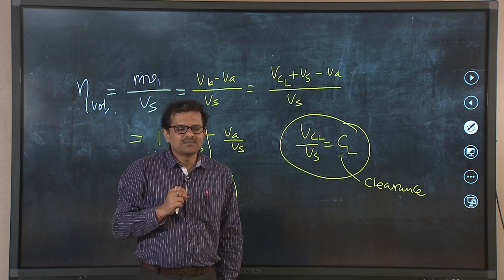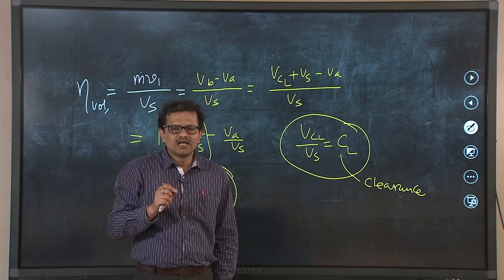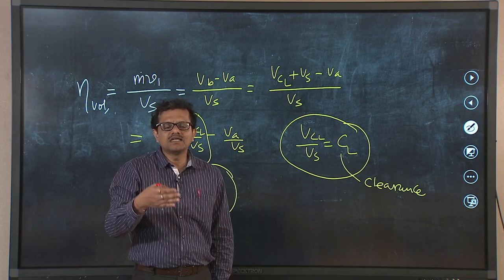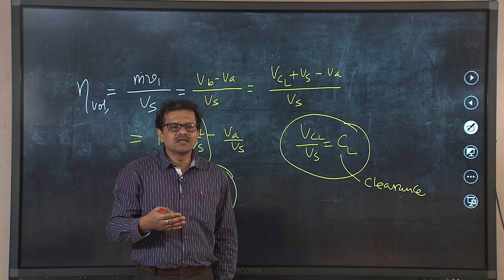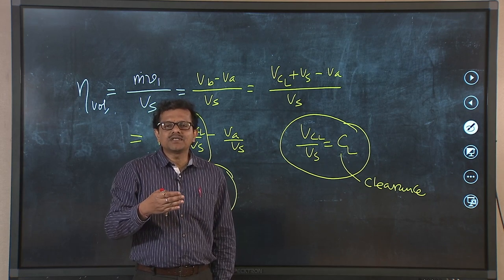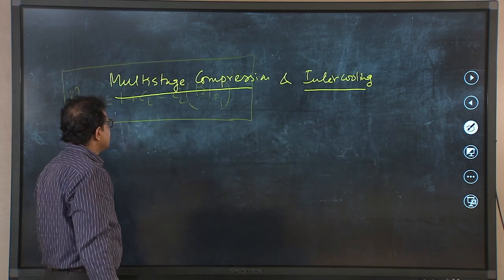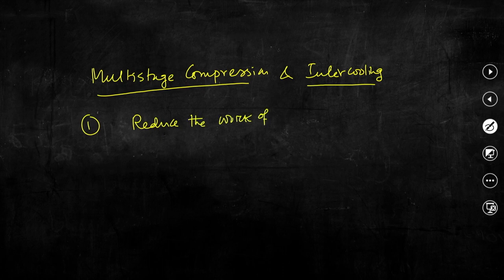Now, that is one thing. Second thing, that means multistaging is needed. If we need to increase the pressure of the working fluid substantially, then instead of a single stage compression, we need to go for multistage compression. Why? Because multistaging compression would provide a few distinctive advantageous features. So, basically, if I write, it will reduce the work of compression.